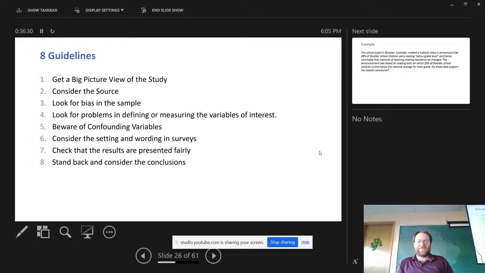Eight guidelines to consider, whether or not it's a good study or whether you should believe it or not. Consider the big picture, consider the source. Do you see any type of bias? Any types of issues with measuring or collecting data? Other issues that could lead to the results? Confusing wording, results presented fairly, and do the conclusions make sense?